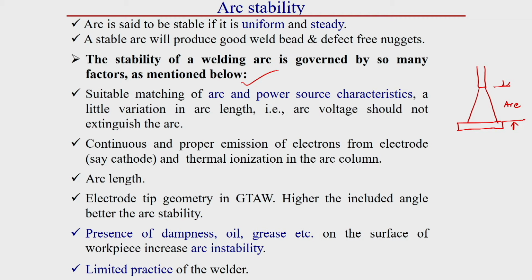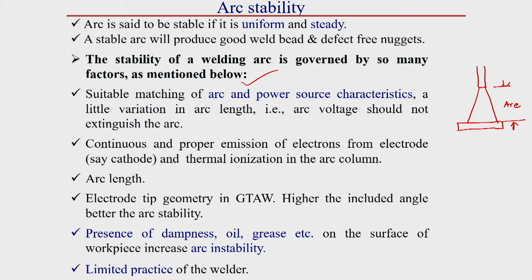Suitable matching of arc characteristics and power source characteristics means the arc should not extinguish with a small variation of arc length. If there is suitable matching, then the arc voltage should not extinguish the arc if there is a small variation of arc length. That type of matching should be there. Due to a small variation, it should not extinguish suddenly. This is only possible once a suitable matching of arc and power source characteristics is there.